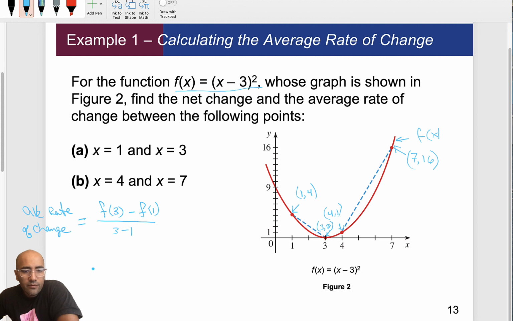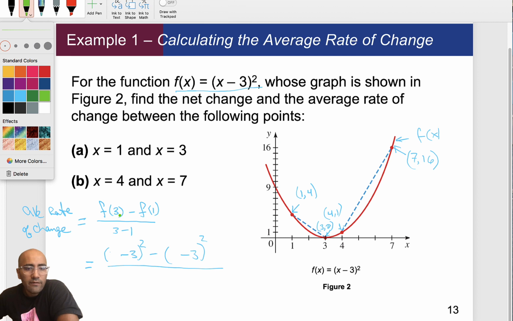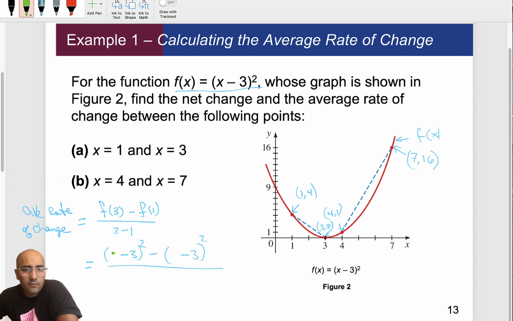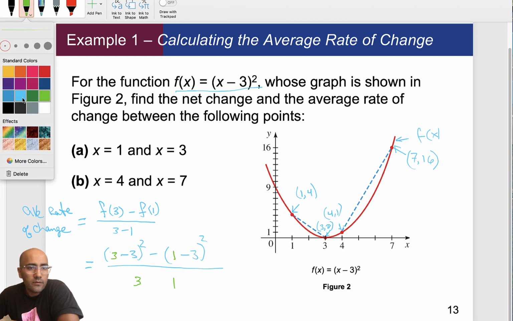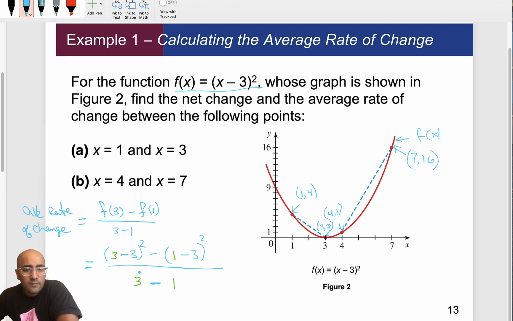And now f of 3 is equal to blank minus 3 squared, minus blank minus 3 squared, all over, and let's change colors here. So f of 3 is this equation evaluated at 3, and this equation is this one evaluated at 1. And the whole thing is over 3 and a 1. Put the subtraction here. Okay, so we just plug that in.